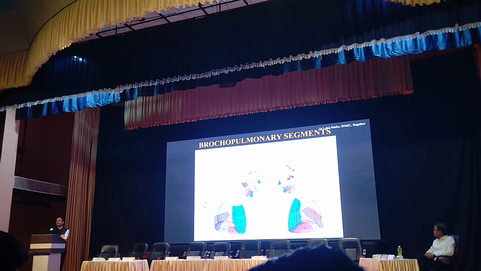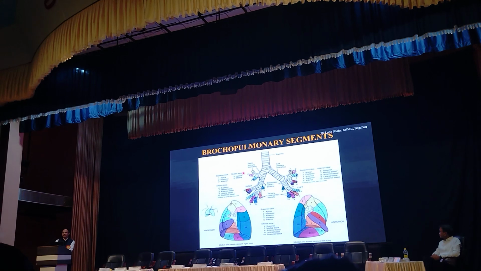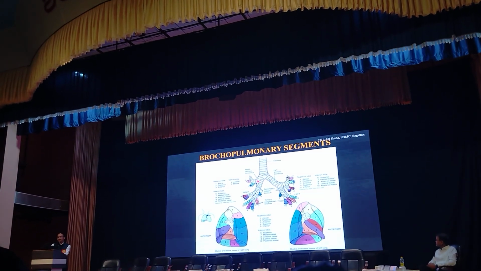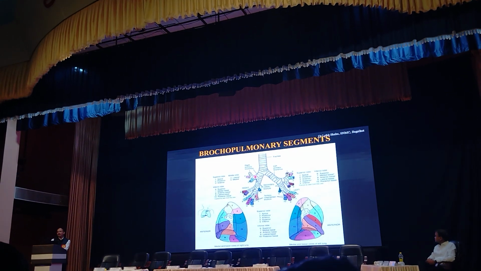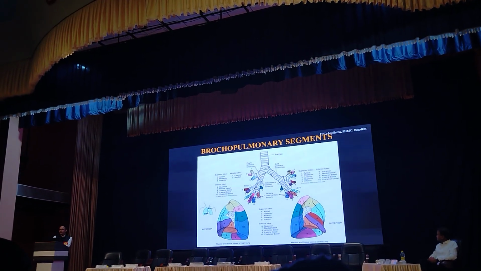Anatomy, that is the bronchopulmonary segment. How many bronchopulmonary segments are there? 10 in each lung, right? So you can see here the trachea, then the principal bronchus, secondary that is lobar. After the lobar is the segmental. So in each lung you can see upper, middle and lower.